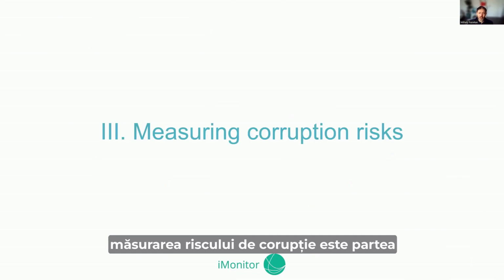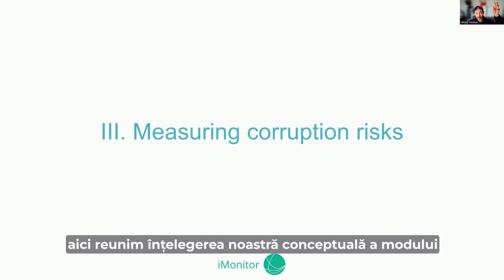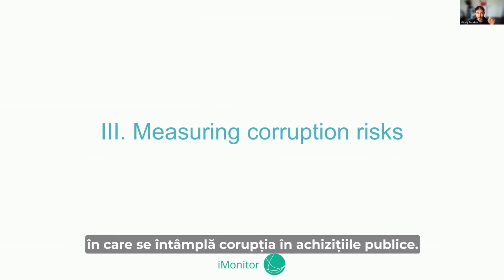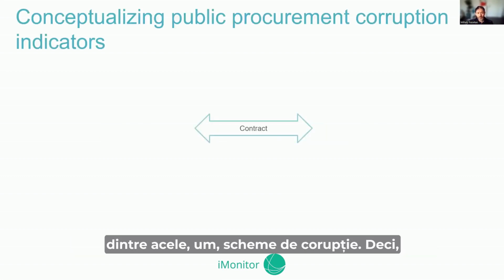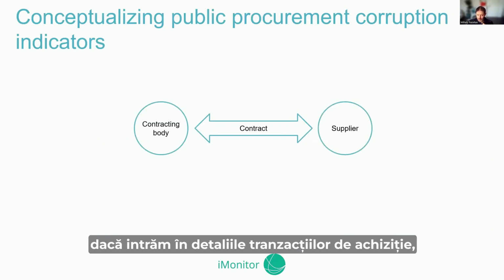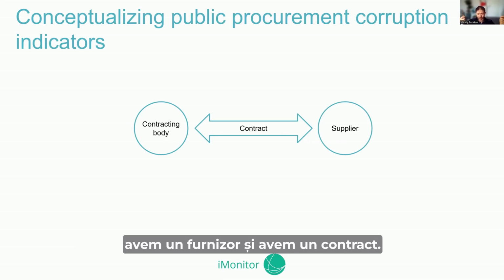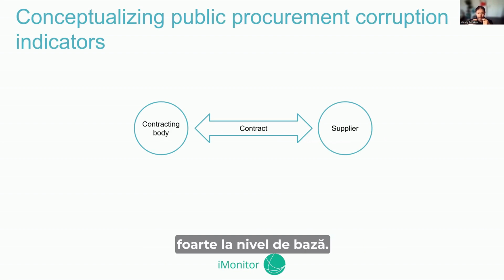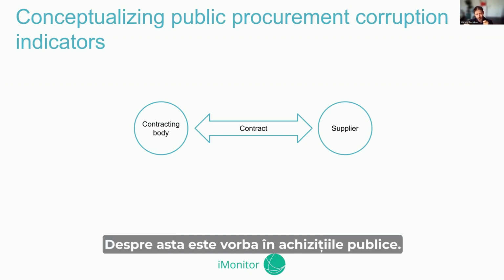Okay, measuring corruption risk is the final part of this conceptual module. So this is where we bring together our conceptual understanding of how corruption happens in public procurement, the data we can utilize to measure some of those corruption schemes. So if we go into the details of procurement transactions, we have a contracting body or buyer, we have a supplier, and we have a contract, right? So that's essentially, on the basic level, what public procurement is about.